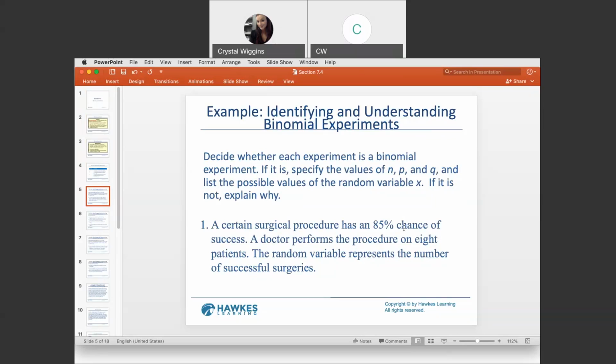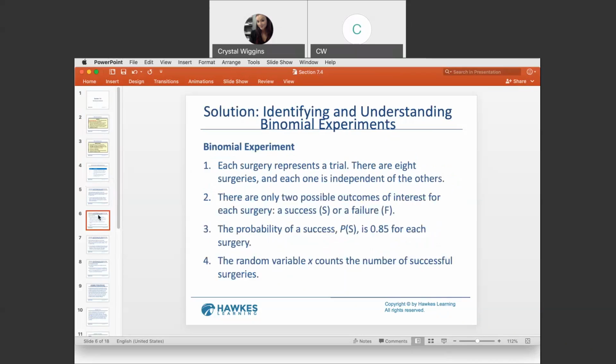Next, we're asking ourselves, does one surgery have any effect on the next surgery? And as I just said, no. Each surgery is different and completely isolated, which means that the trials are independent of each other. And we have defined the random variable X representing the number of successful surgeries. So with that being said, yes, this is a binomial experiment. I left the solutions in the PowerPoint as well, so you can read them over again.